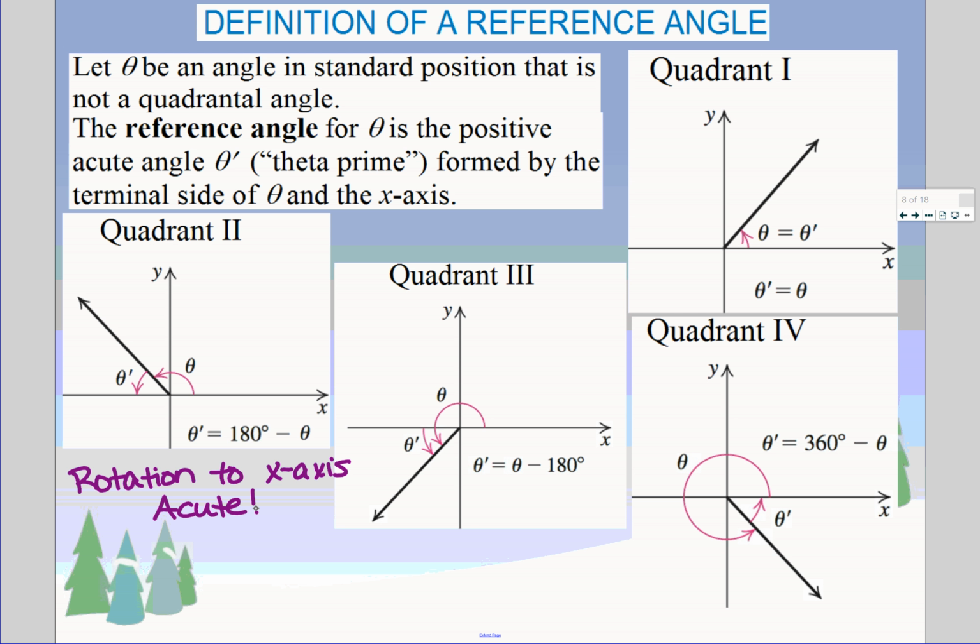Now, it could be in degrees or radians. If the problem is in degrees, your answer should be in degrees. If the problem's in radians, your answer is going to be in radians. Okay, so we're just going to do 3 of these, and then that'll wrap it up for us for today. We'll do the unit circle stuff tomorrow.